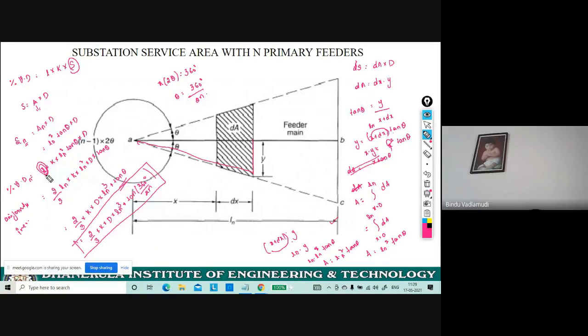Did all of you understand about the service area of primary feeders? How to calculate the service area for n number of primary feeders? Is it clear?